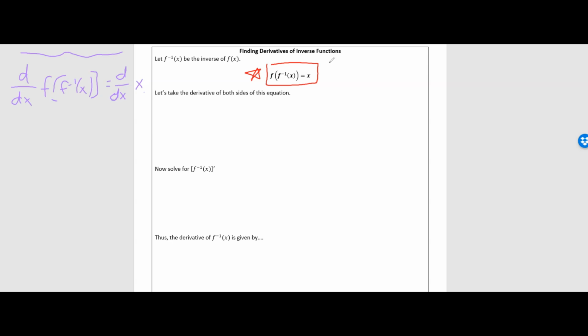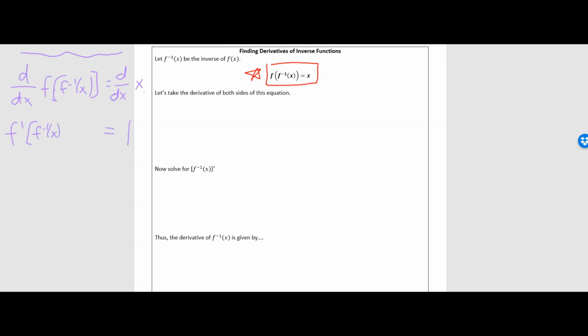Well, the derivative of my right side is pretty straightforward, right? That has to be 1. Derivative of x is 1. Derivative of my left-hand side is a little bit more difficult. It implies a chain rule because we have a composite function. So if we remember the chain rule, we do the derivative of the outside. So we get f prime of f inverse.